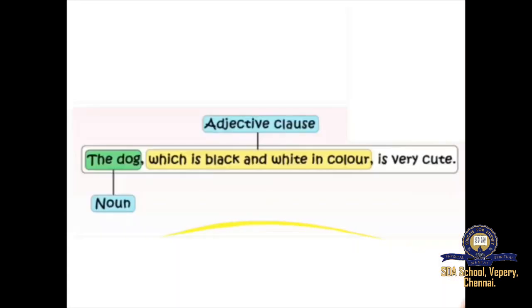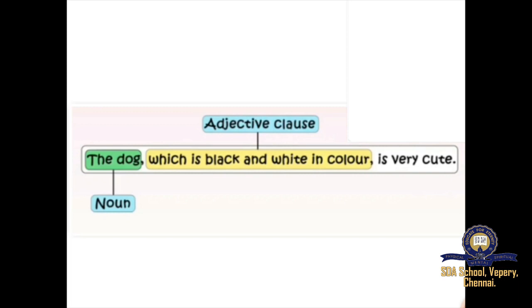Let's see some examples. The dog which is black and white in color is very cute. Students, what did we see about the adjective clause? It describes the noun, right? Yes. Therefore, an adjective clause comes after the noun. Likewise, here in this sentence, the dog is a noun. Then, which is black and white in color describes the noun, the dog. Therefore, it is an adjective clause.